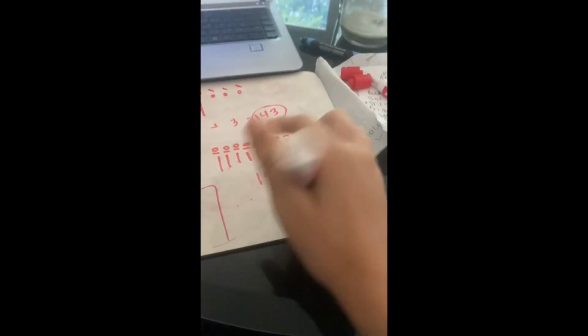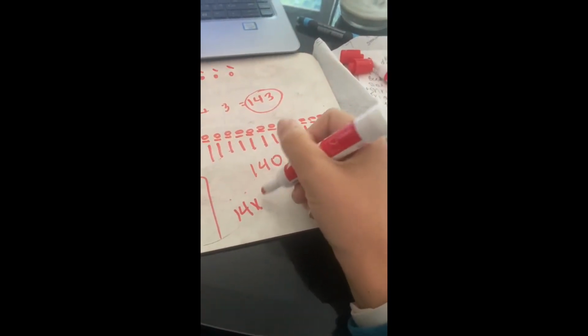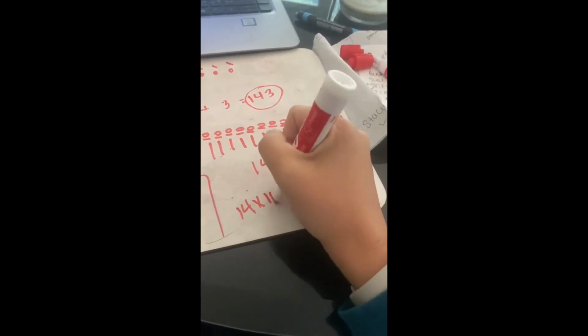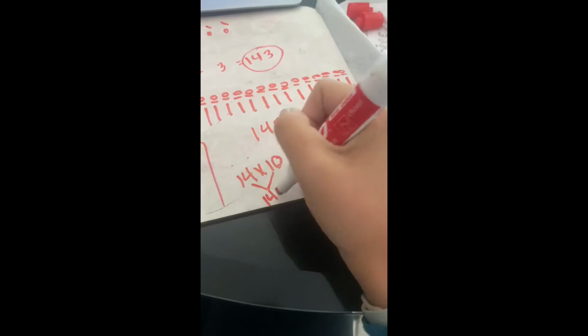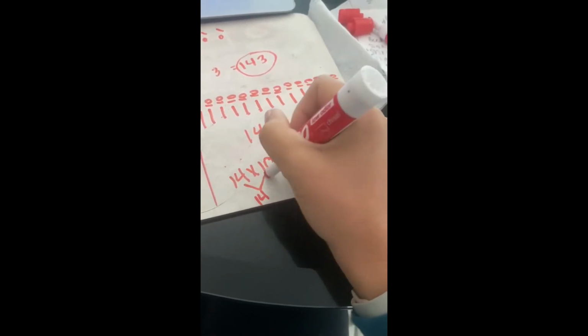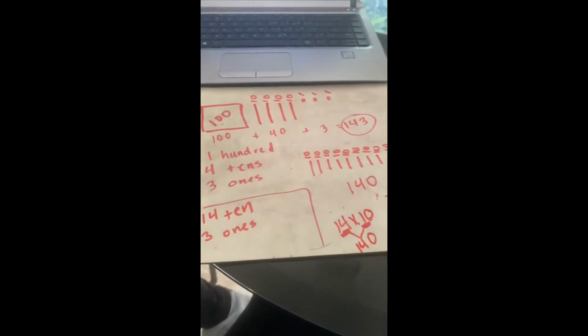I could have also done, I knew I had 14 10s, 14 sticks with 10 in each. 14 times 1, well, I know 14. 1 times anything is that number itself. So 1 times 14 must be 14. And then I just add my 0. All right. There's plenty of ways we can do it.